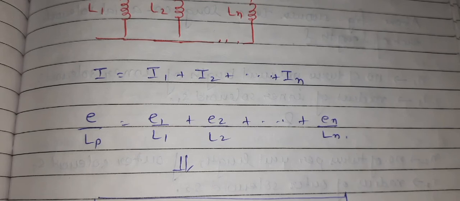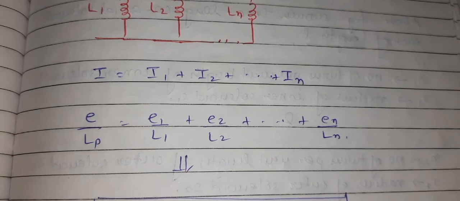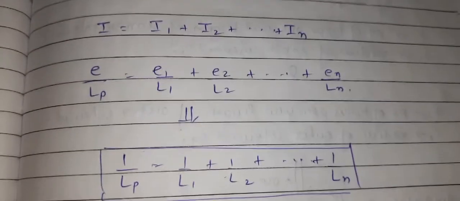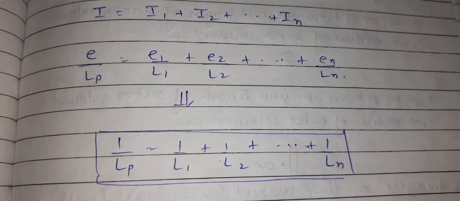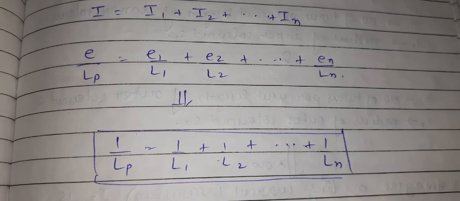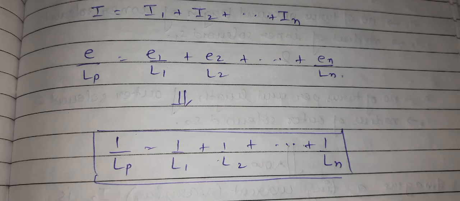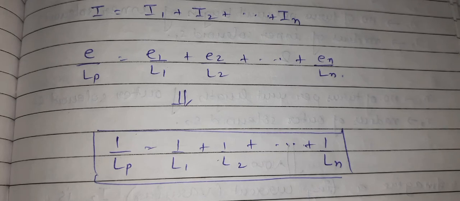So we have taken the potential difference as the same, that is E1 is equal to E2 is equal to En and so on. After using the concept, we got the formula in the parallel circuit, that is 1 upon Lp is equal to 1 upon L1 plus 1 upon L2 plus 1 upon L3 and so on. These are the two formulas which we can use while solving numericals based on the combination of inductors in series or parallel circuits.